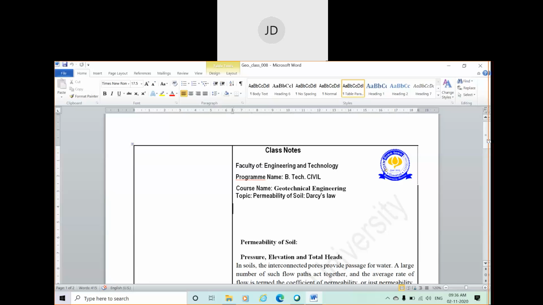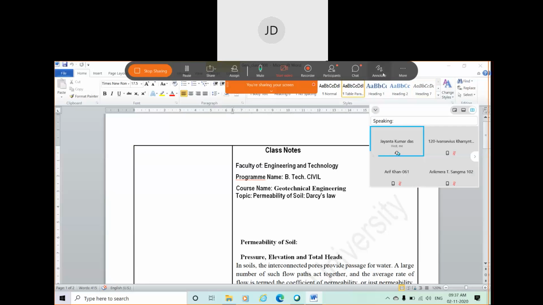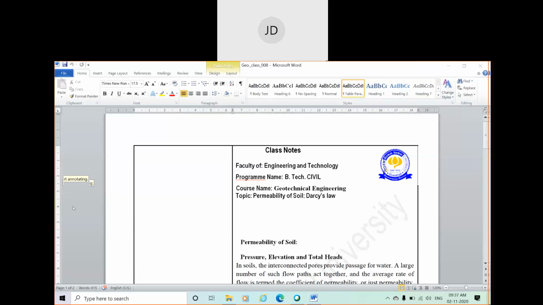So why is this happening? Because of the difference in the gradient. Let me take one pen and change the color. Suppose this is a point A. Now suppose this is a point B. Now suppose point C.